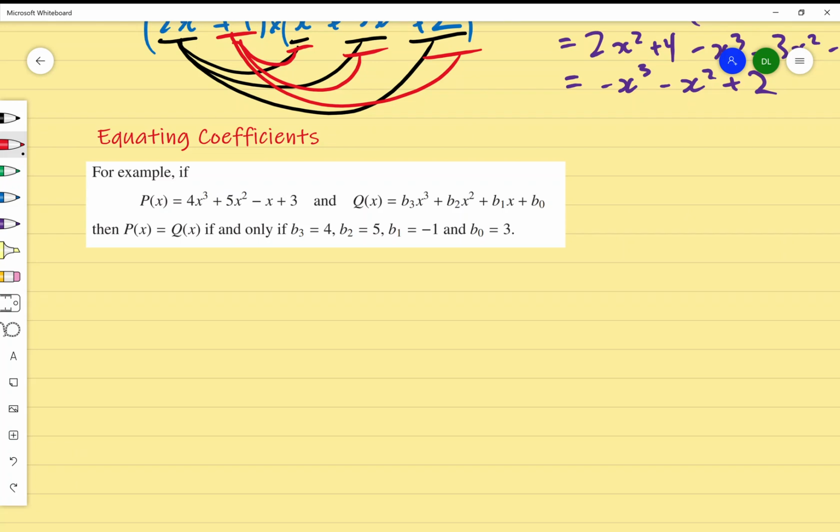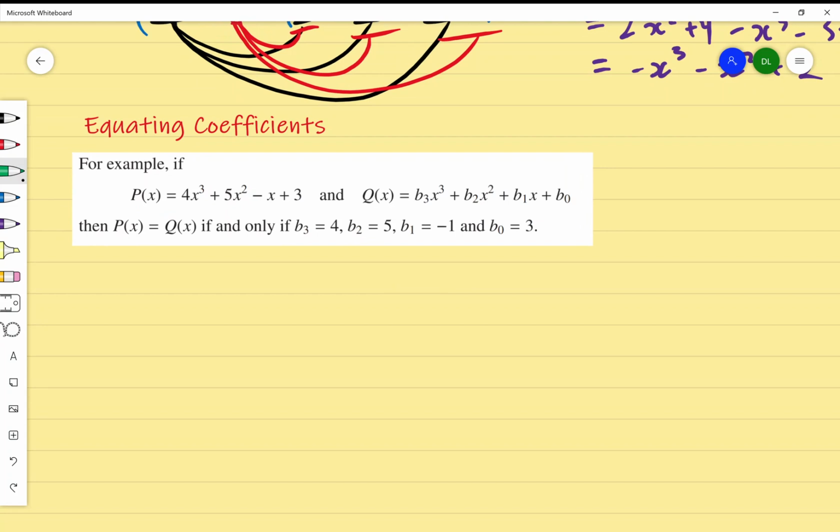The only thing to remember is that when we're equating a polynomial with another polynomial, it means that the coefficients are the same. So in this situation, I've got p of x equals 4x cubed plus 5x squared minus x plus 3. So obviously there's a 1 here because there's no number there, so it's minus 1x. Now in this situation, I've got some unknown values. So instead of a certain number, I've got b3. Instead of a certain number, I've got b2, etc., etc. So what does b3 have to be in this situation to make it the same as the other polynomial?